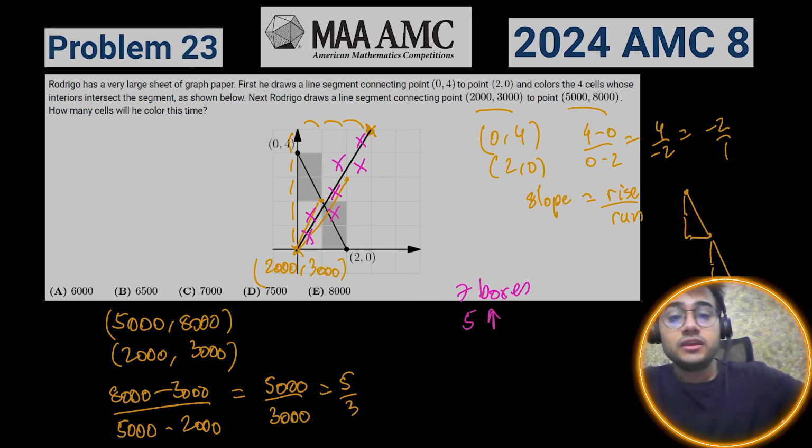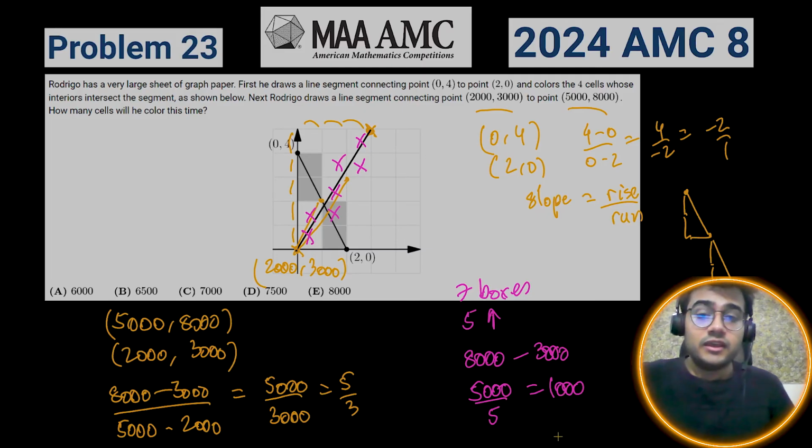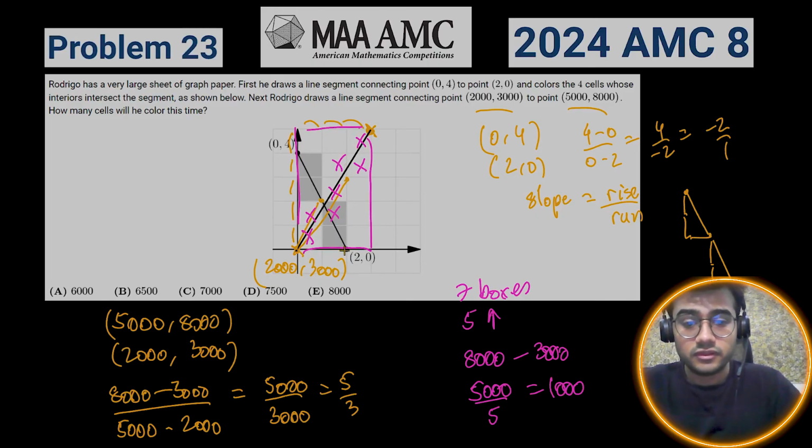So how many times are we going to go up by 5? Well, we have 8,000 minus 3,000, so 5,000 total blocks to go up. And if we go up by 5, we are going to do this 1,000 times. So we're going to have 1,000 of these blocks. And in each block, we cut 7 boxes. So it's going to be 7,000 in total. So the answer is going to be C.